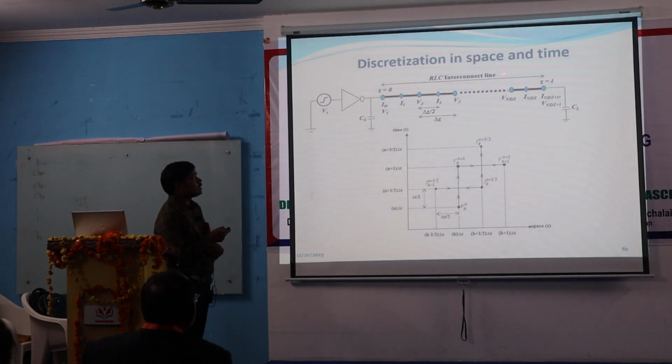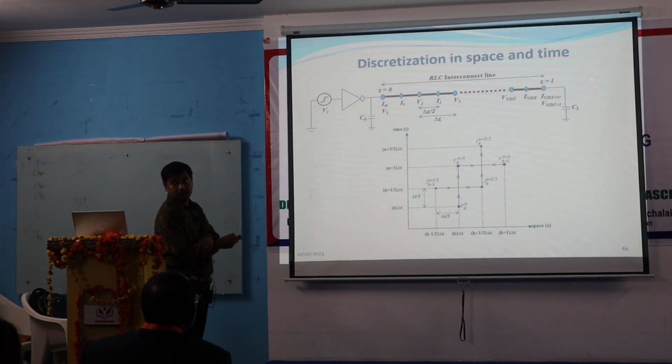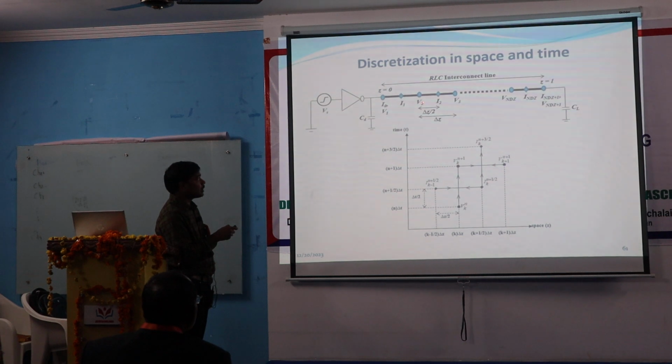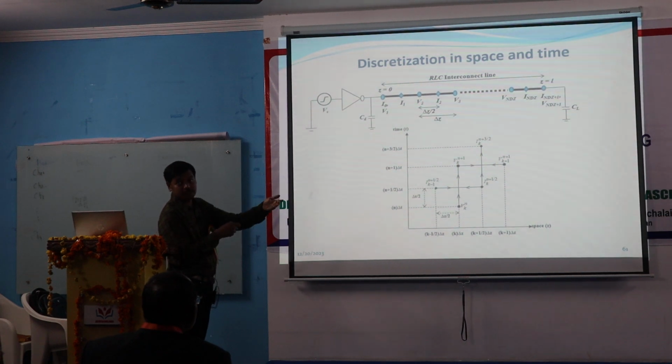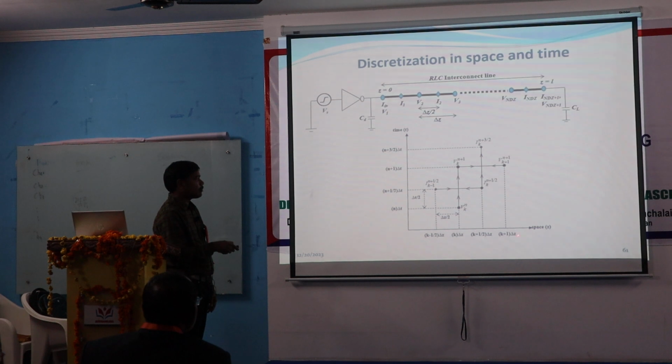So this is the discretization in space and time domain. There is a driver and this is the interconnect that we are talking about. For this interconnect, you segment the voltages and currents at different places. You don't measure the voltage and current at the same place and same time, so you need some discretization between voltage, time and current. Suppose V2 is measured here and I2 is measured after some space. The same thing is plotted here, showing the discretization of time and space.